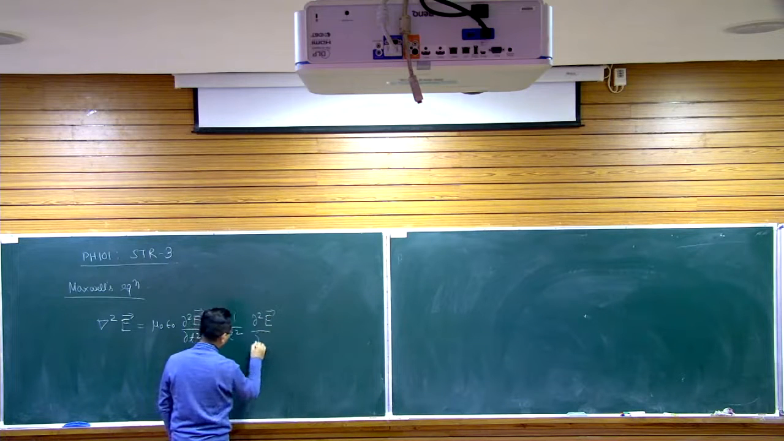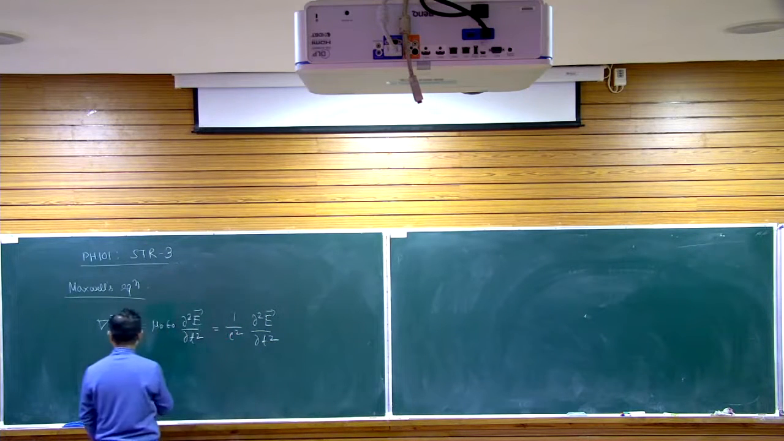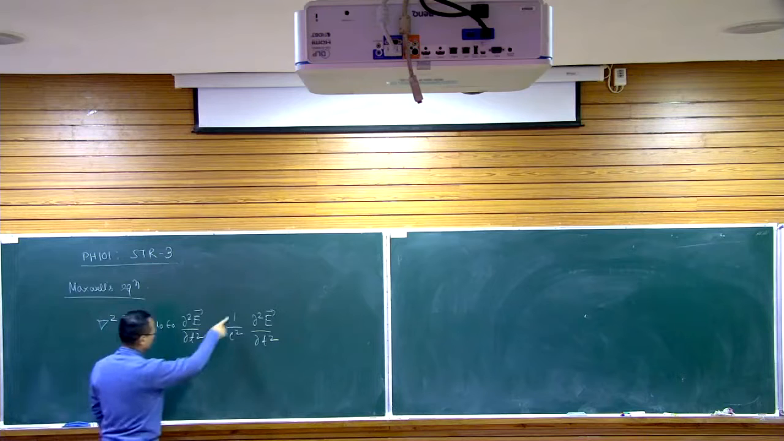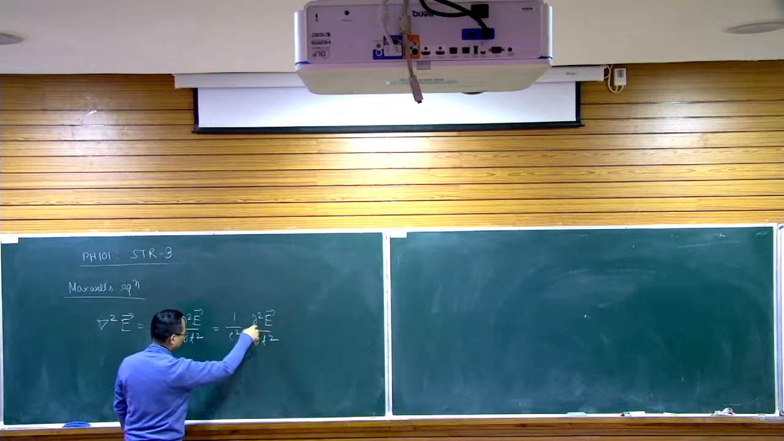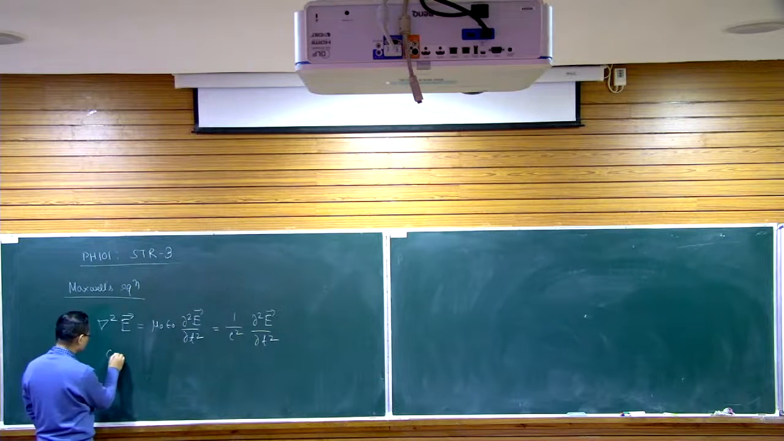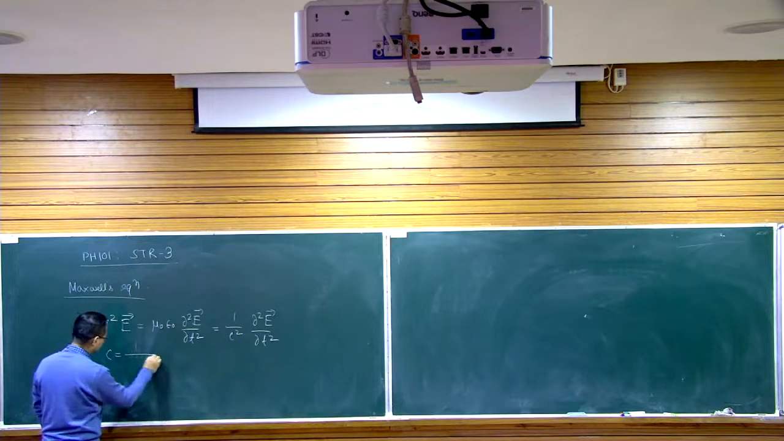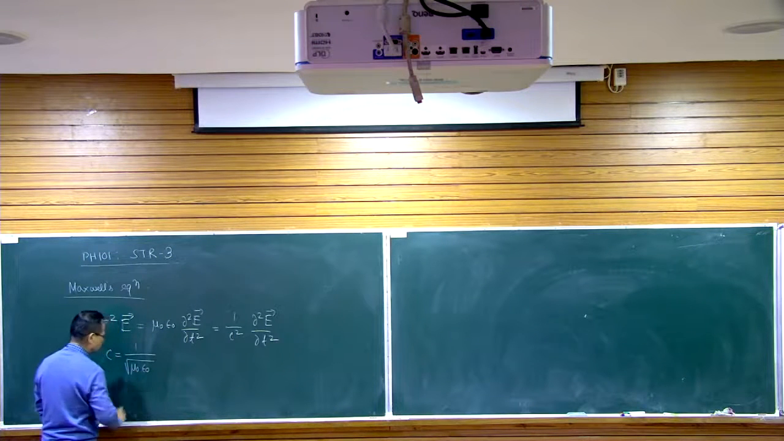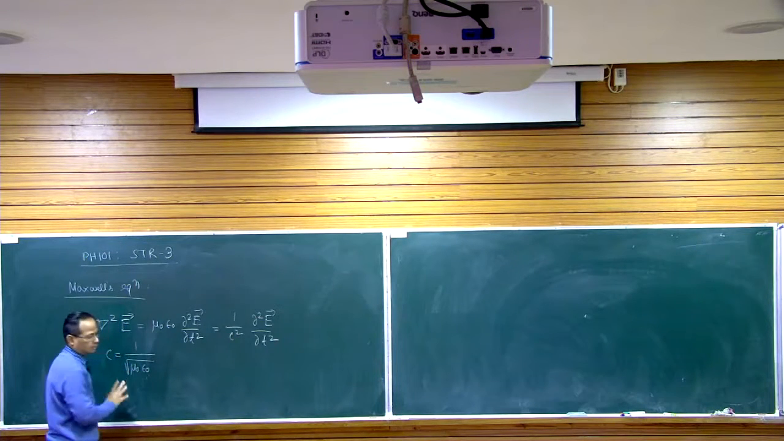So Maxwell equation is in fact coming out to be del square E equals 1 upon c square del square E by del T square. So from here we see that the velocity of light or speed of light can be written as 1 upon the square root of mu naught epsilon naught.